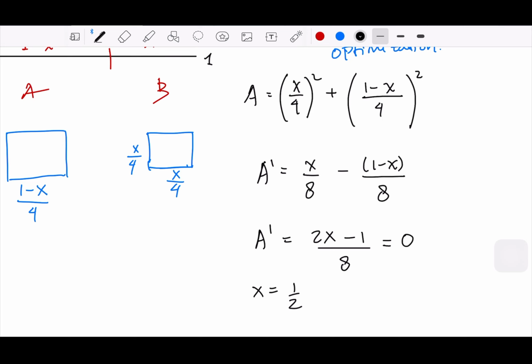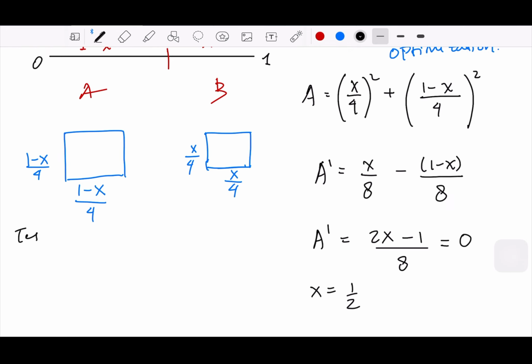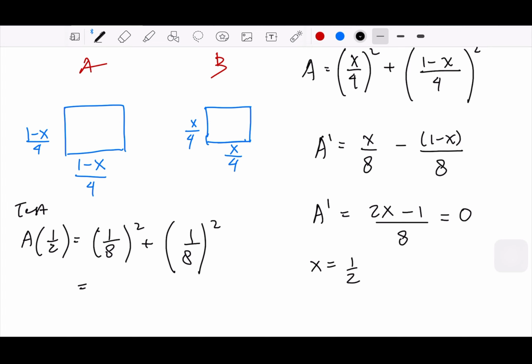Okay. Derivative is no problem, right? Anyone can follow. Now x is equal to half, from 2x minus 1 equals 0. So probably this is our x. So if we try to measure, pass the half, this will be 1 over 8 squared plus 1 over 8 squared also, right? And this will be 2 over 64 or 1 over 32.